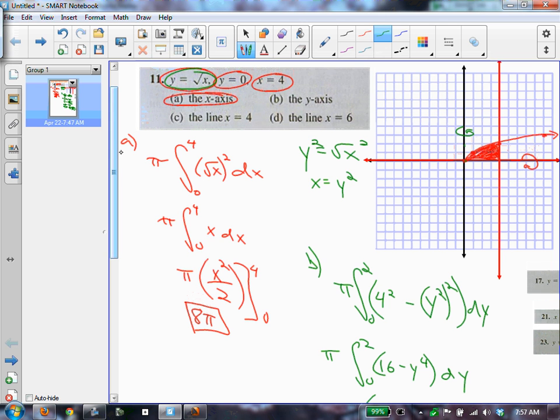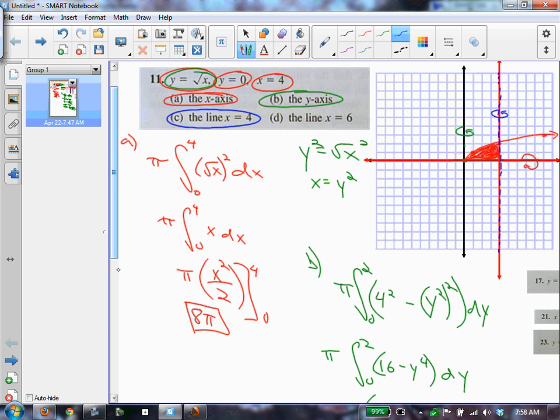Alrighty. That was this one. This one, I'm going to go around the line x equals 4. So we're going to get a mound here. The Hopi Indians, I don't think it was the Hopis. The Hopewell. Those are mound builders. I'm sure they were doing calculus while they were trying to bury their dead.